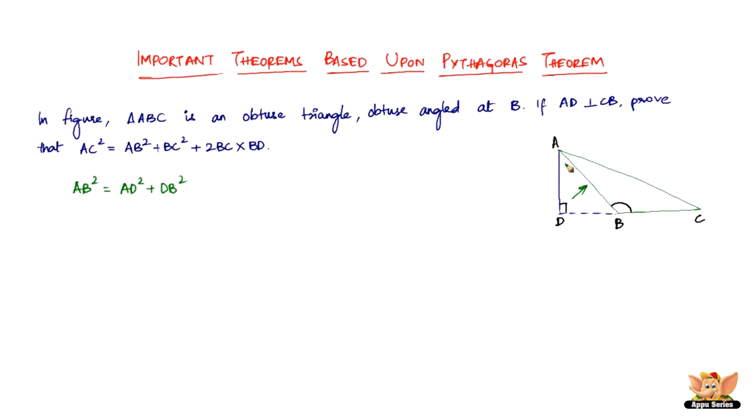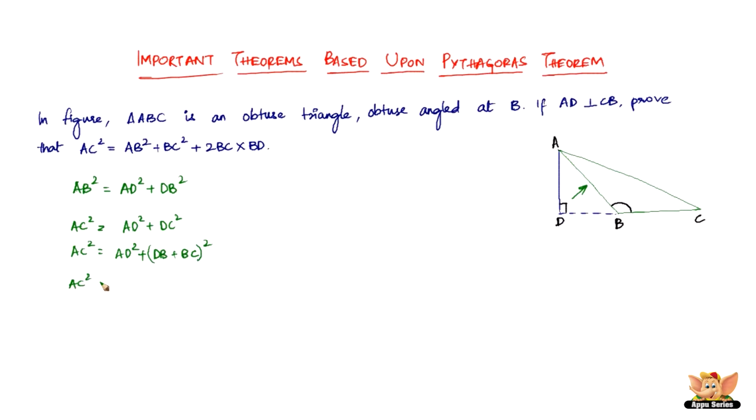So now again, triangle ADC. Now we looked into the triangle ADB. Now let's look into the triangle ADC. That is also right angle at D, and again let us apply the Pythagoras theorem. So considering the bigger triangle, AC will be the hypotenuse, so we'll have AC square equals AD square plus DC square. Now DC can be written as DB plus BC, so that becomes DB plus BC the whole square.